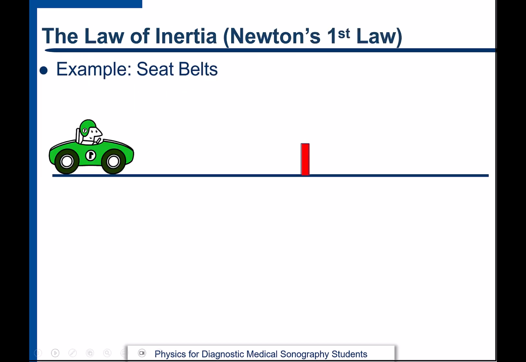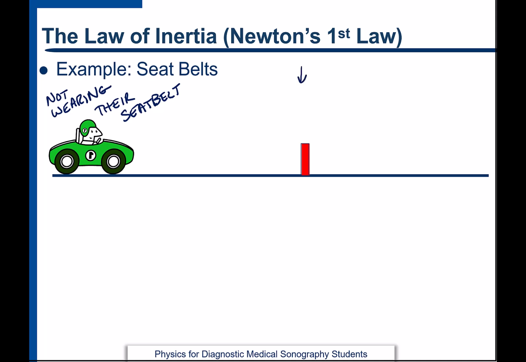Let's look at a great example of the law of inertia, and that has to do with car safety. And specifically, let's look at the example of seat belts. So we've got our person here driving in their cool little race car, and this person is not wearing their seat belt. So let's see what happens when this person hits this barrier here.